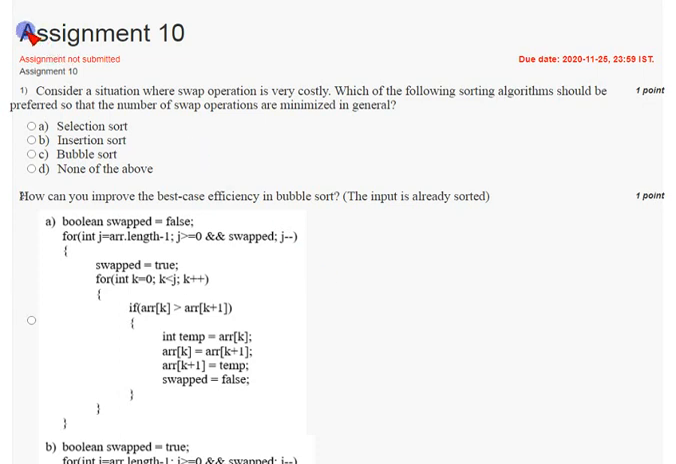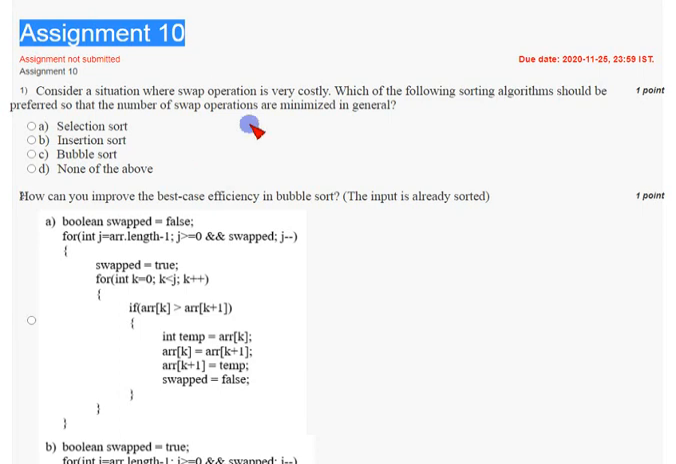In this video, I am going to provide you solutions regarding assignment 10 of problem solving through programming in C.